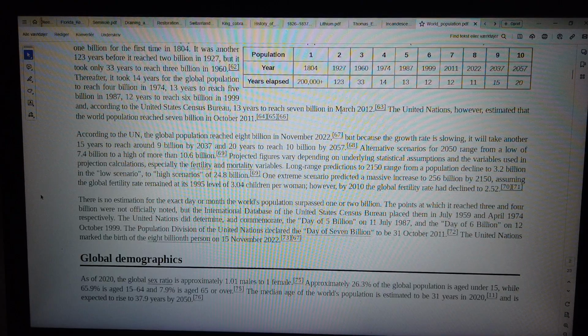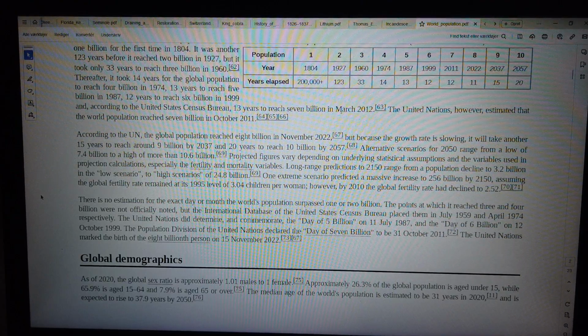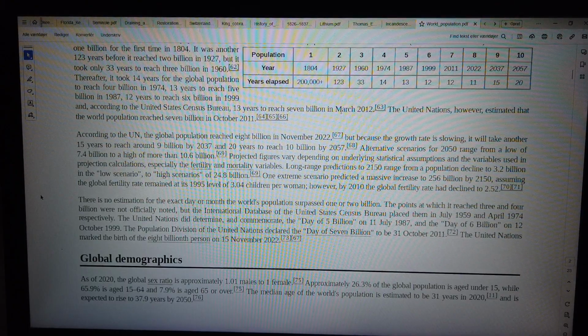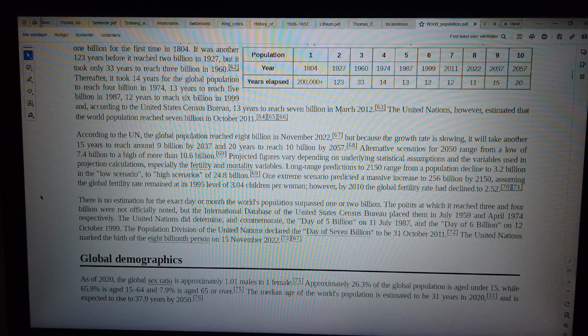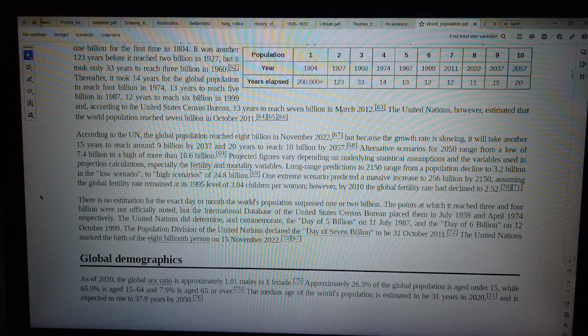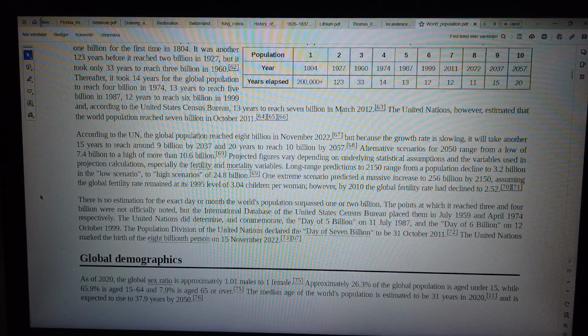One extreme scenario predicted a massive increase to 256 billion by 2150, assuming global fertility rate remained at its 1995 level of 3.04 children per woman. However, by 2010 the global fertility rate had declined to 2.52.